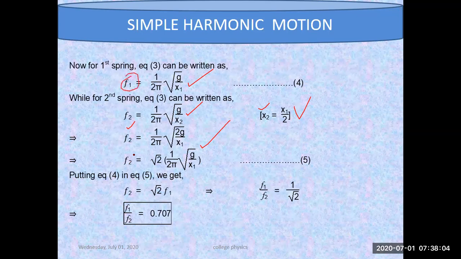You have to take the ratio between the two. This is basically f2 is root 2 times f1. So f1 divided by f2 is 1 over root 2. After putting values in the formula, we get the ratio between the two frequencies.